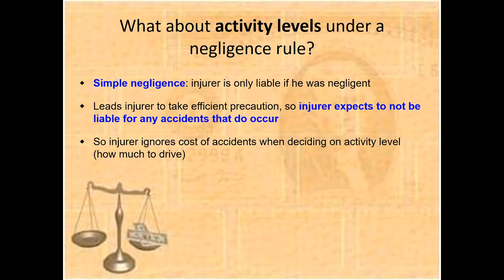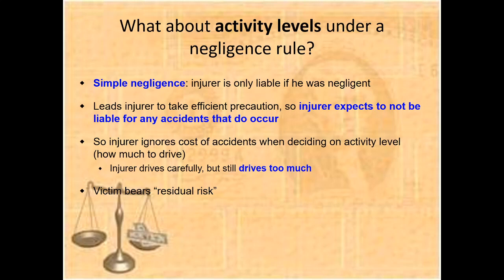But the injurer ignores the cost of accidents when deciding on activity level. This is the culmination of talking only about precaution. If I am concerned about precaution, then I must take the necessary precaution. Once I take the necessary precaution, it never comes to my mind that I have to worry about the activity anymore, because the activity level issues are being internalized as far as the injurer is concerned. So the injurer drives carefully but still drives too much. So the victim bears residual risk.